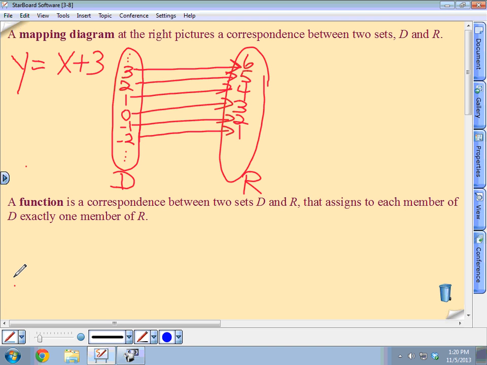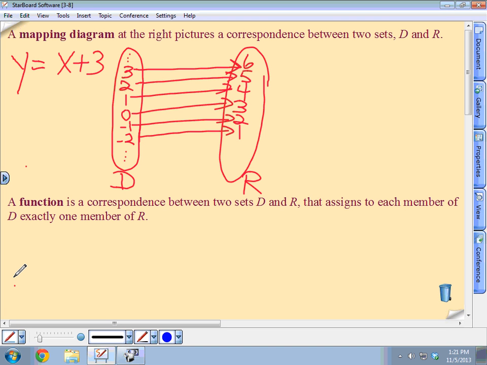So a function, then, there's the definition. A function is a correspondence, and that's all that this means, where you have the arrows corresponding. -2 corresponds to 1 in this function. In a different function, -2 might correspond to something else. But in a function, it's a correspondence between two sets: the domain, our input, and the range, R. And it assigns to each member of D exactly one member of R.